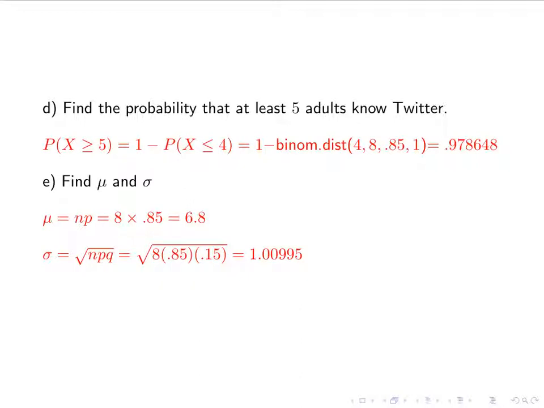Now, obviously, you wouldn't say 6.8 people, but that's just the idea behind it. So you'd think there's probably a good chance that 7 out of the 8 know. Okay, and again, sigma is how spread out the numbers are. 1.00995 is not that spread out. But again, there's only 8 people to look at anyway.